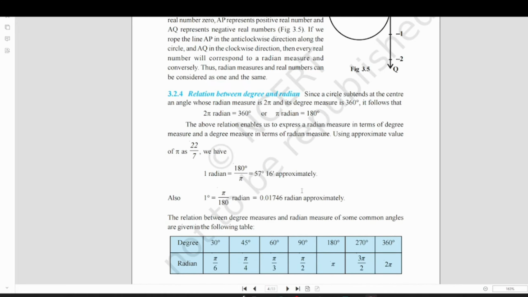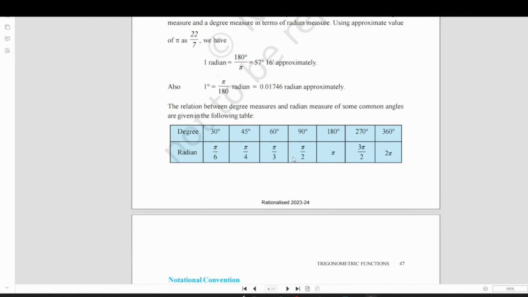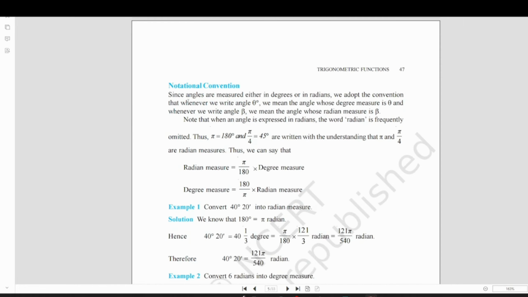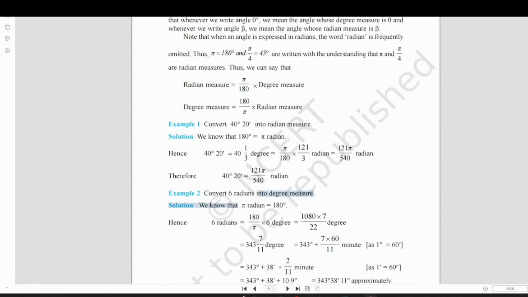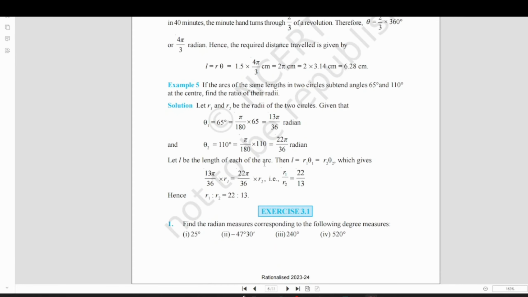Let's move into the next thing, the relationship between degree and radian, that we have already seen. 1 radian equals 180 by pi degrees. Notational convention, like we use pi as 180 degrees, we have also seen. And this is your standard formula. So if someone asks you to convert 6 radians into degree measure, what do you do? This is your mantra. As soon as you see degree and radian, you write this formula: pi radian equals 180 degrees. From there you start, multiply, divide, whatever it takes. So it is 6 radians, so if pi radians equals 180 degrees, then 6 radians equals, and it does the calculation.